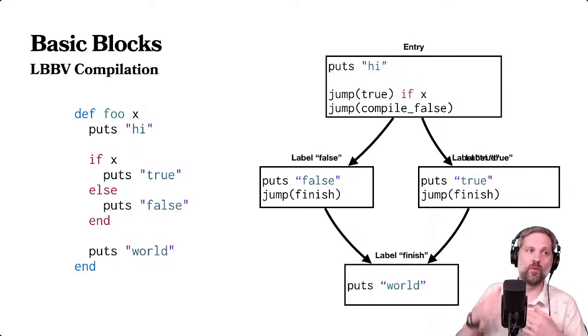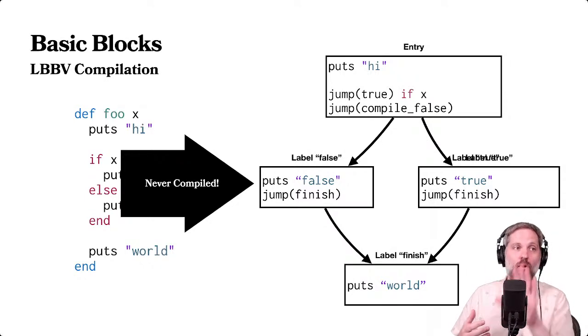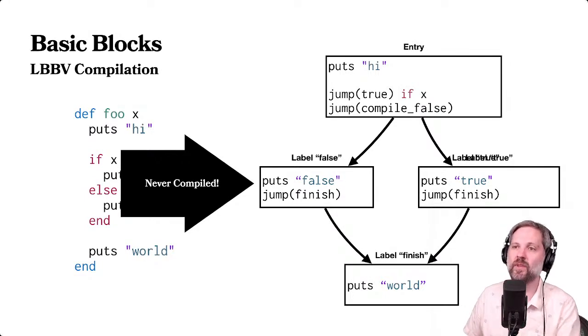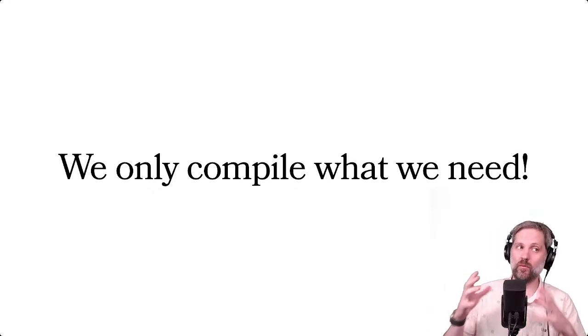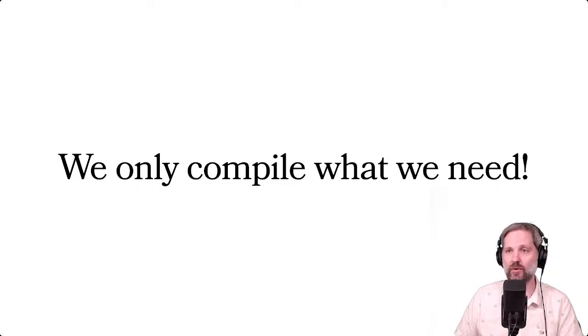So you'll notice when we walked through this particular algorithm, we never actually compiled the false case, the false block. That's because we never used the false block. That's a really cool feature of this algorithm. We end up only compiling what we need. We only compile the branches of code that we actually use in our program.